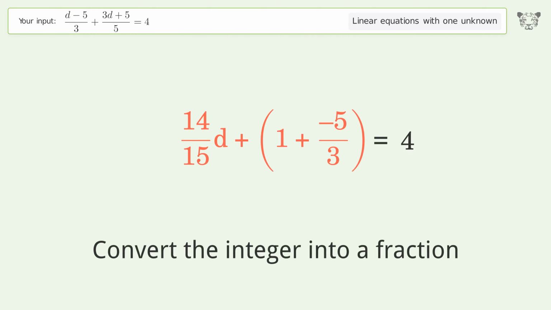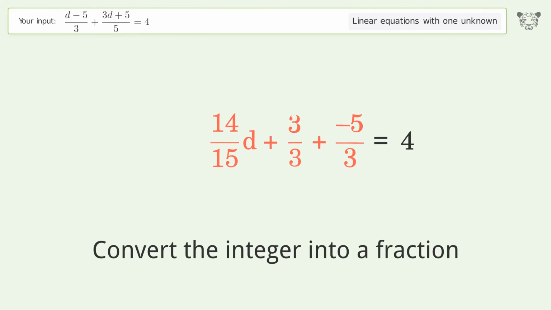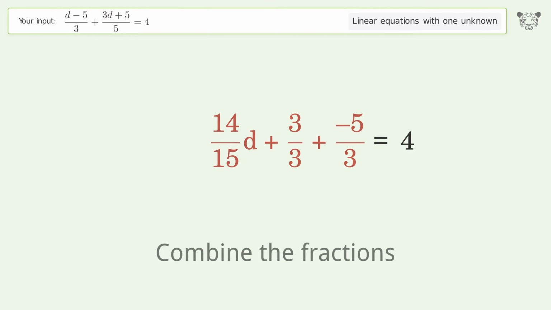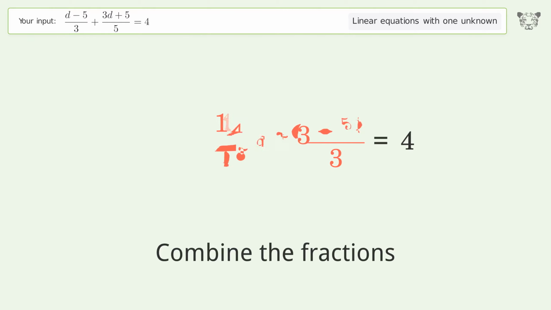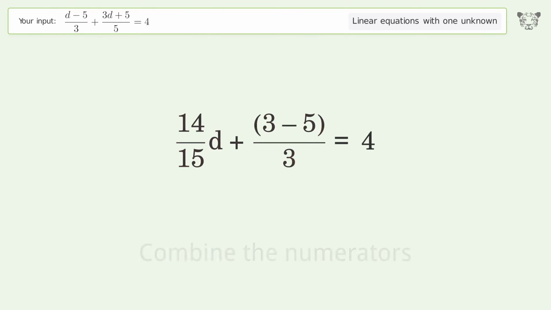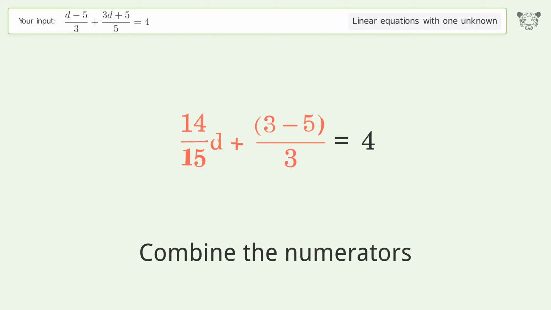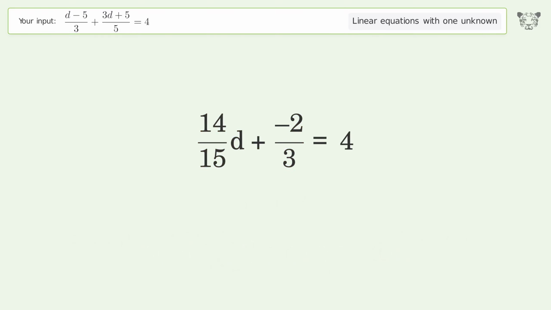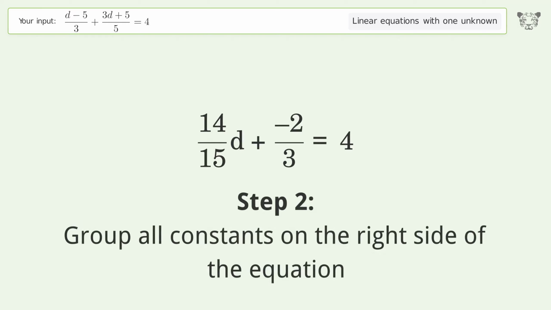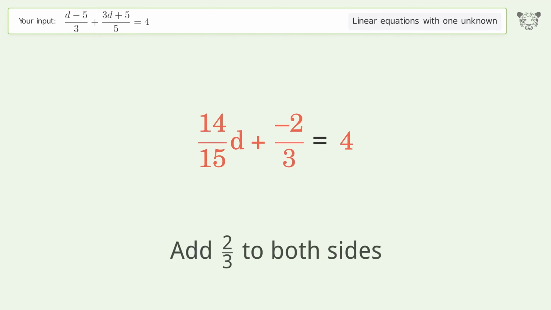Convert the integer into a fraction. Combine the fractions. Combine the numerators. Group all constants on the right side of the equation. Add 2/3 to both sides.